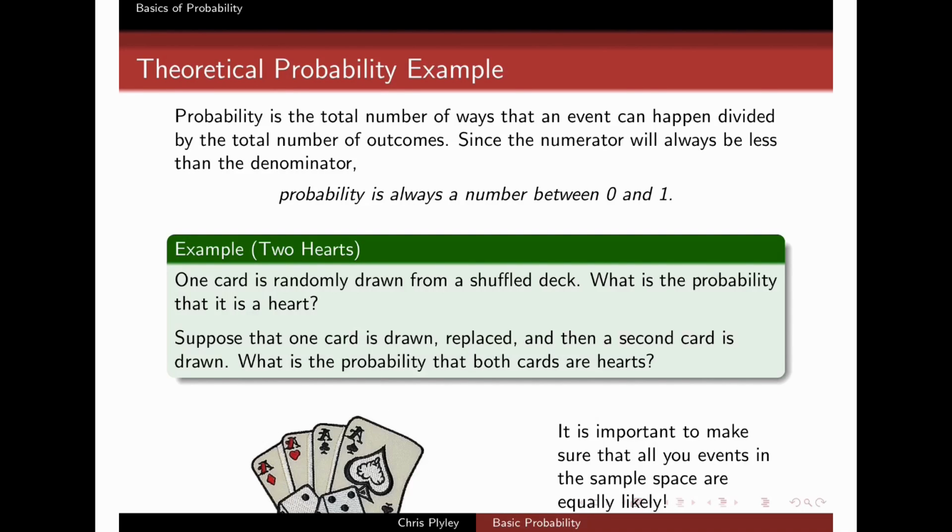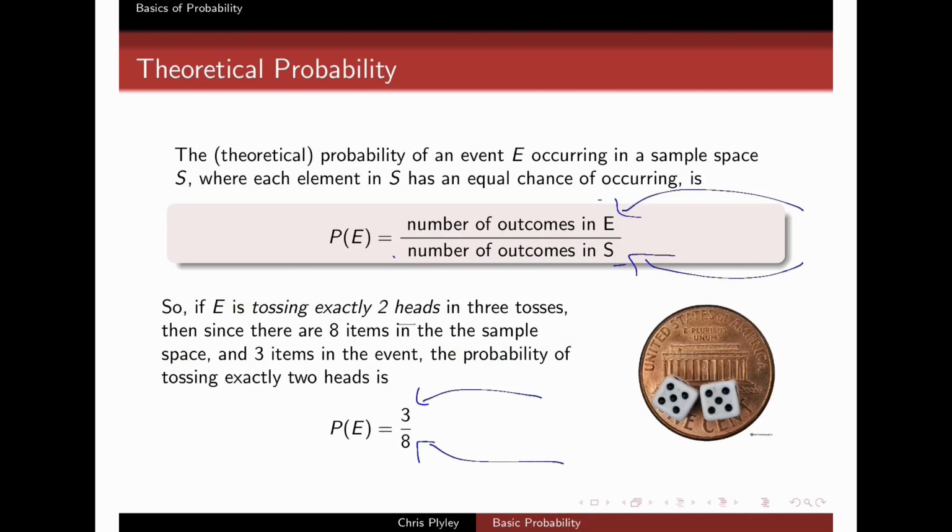Okay, and one final note before we do an example and finish this video off. The probability that you get should always be less than 1, and it should always be positive. If you look at the definition of our probability, the size of both sets is positive, and the event is always a subset of the sample space. That leads to a smaller numerator than the denominator, so we should always get a number less than 1.